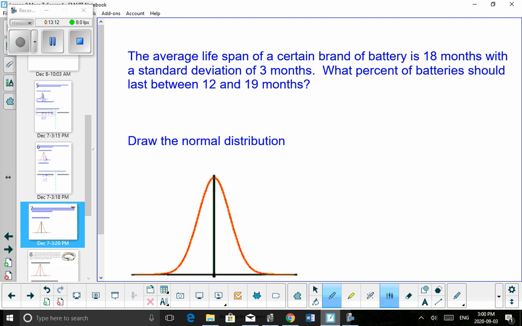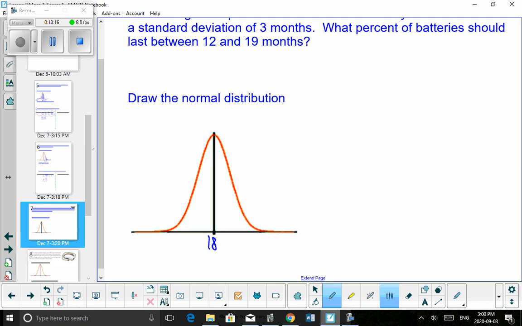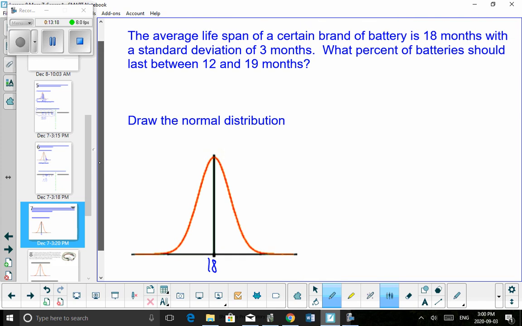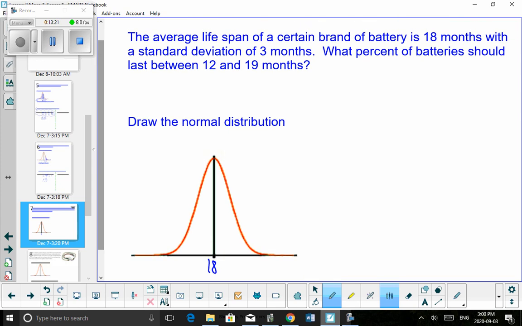The average lifespan of a certain brand of battery is 18 months, with a standard deviation of 3 months. What percent of batteries should last between 12 months, so 12 is less than 18, and 19 months? 19 is a little bit bigger than 18. So it's wanting to know what that percent is.